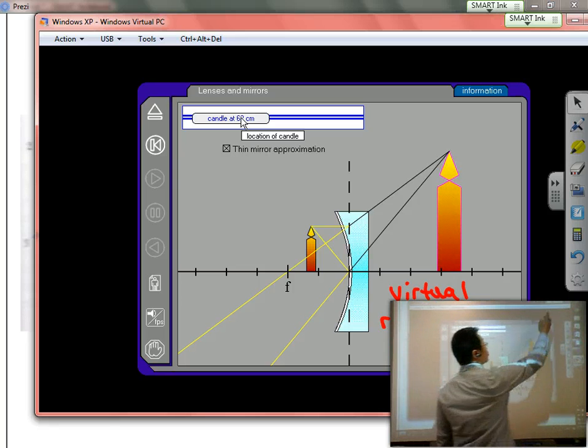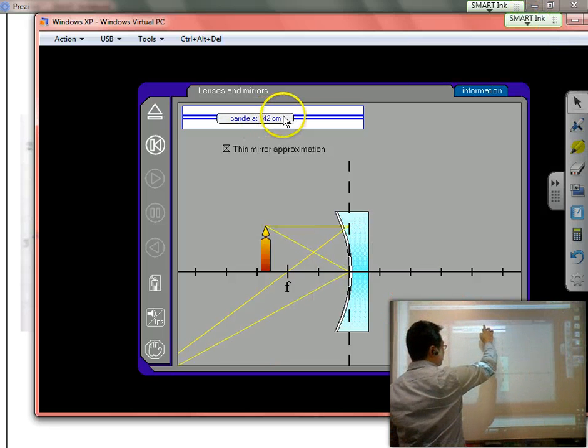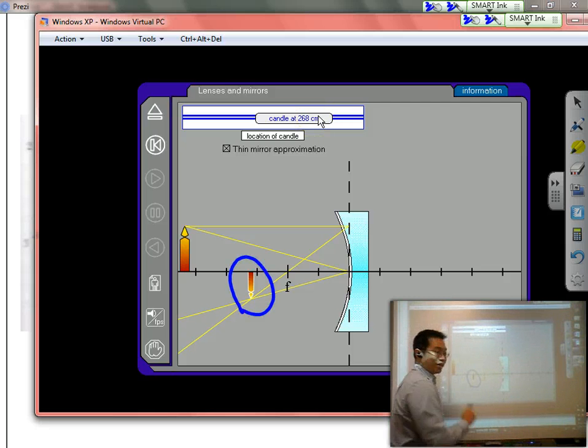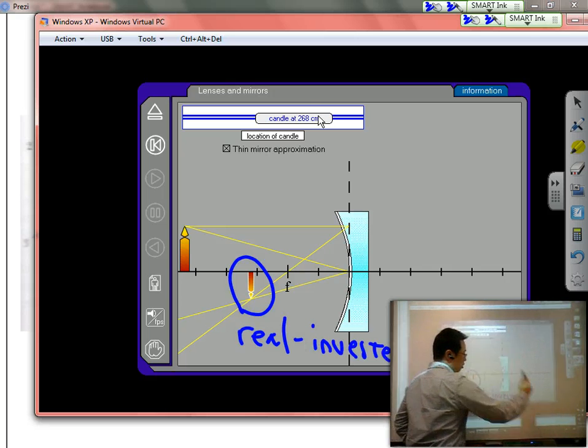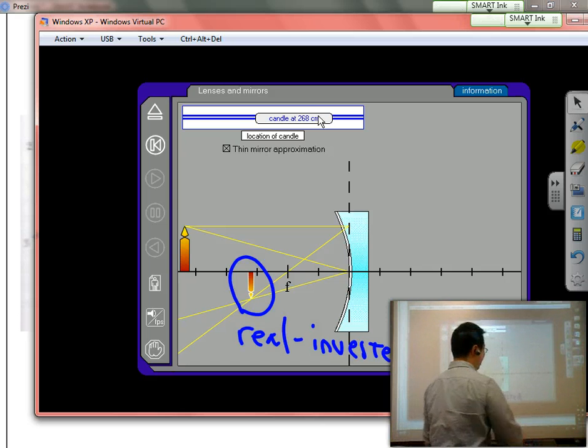But before, when I was creating a real image by moving the candle further back, over here, you can see the actual yellow lines create that image. And when that real image is there, notice it's inverted, because real images, for us, are always going to be inverted. So please make sure you note that.